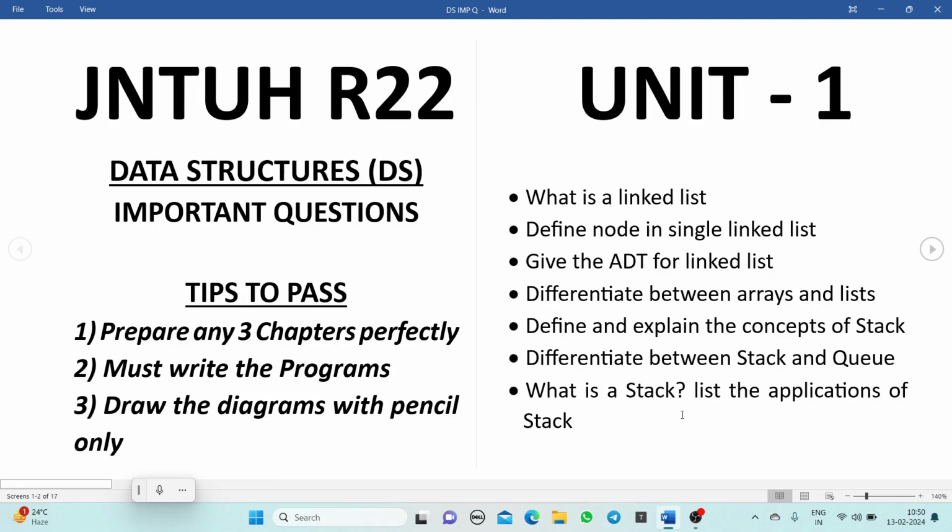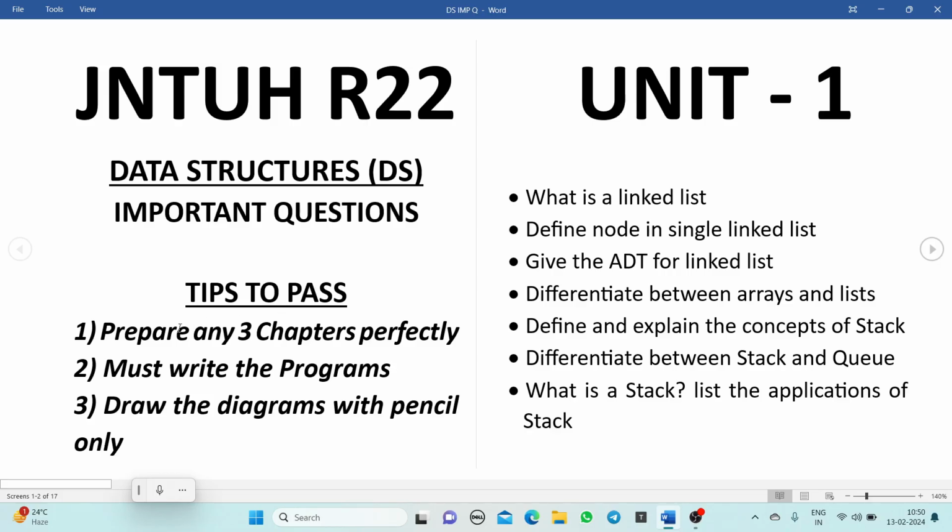Hi all. Let's see some of the important questions for the DS subject. These questions will help you to score good marks as well as to pass the exam. So first, before entering the important questions, we have some tips to pass data structures.